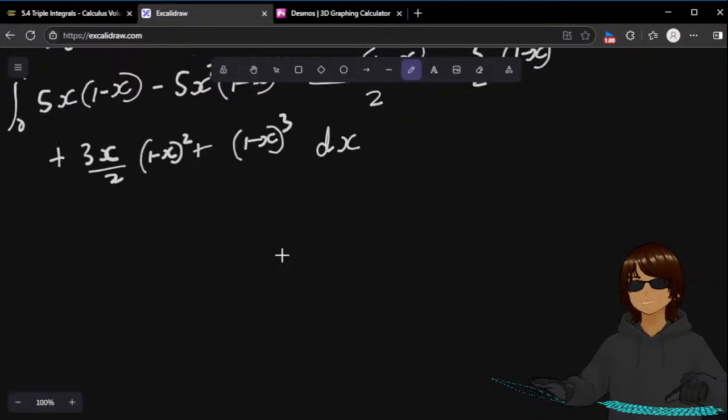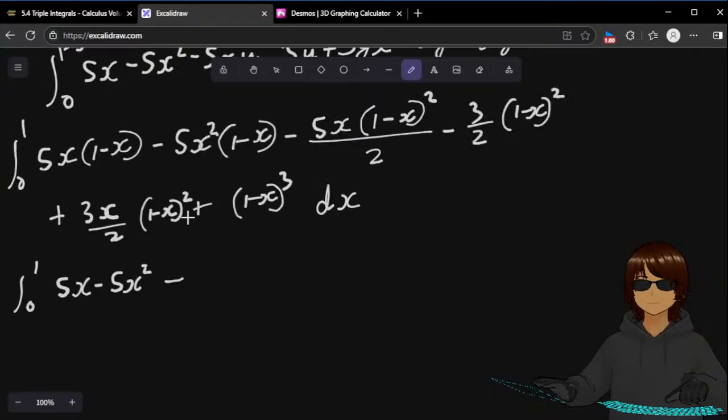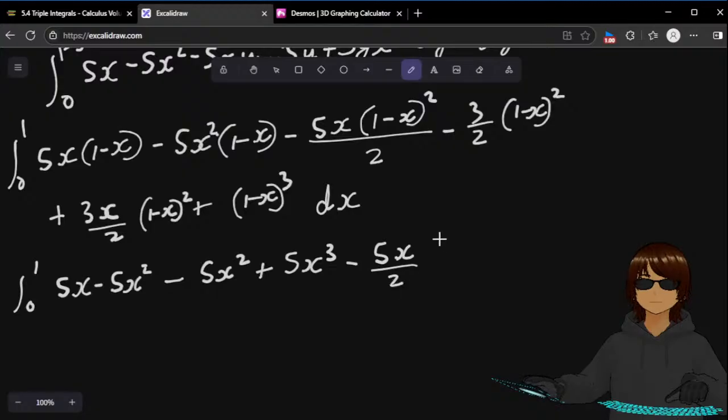But we need to simplify this. 5x squared plus 5x cubed minus it with 5 times 1, minus x, minus x minus 2x plus x squared.